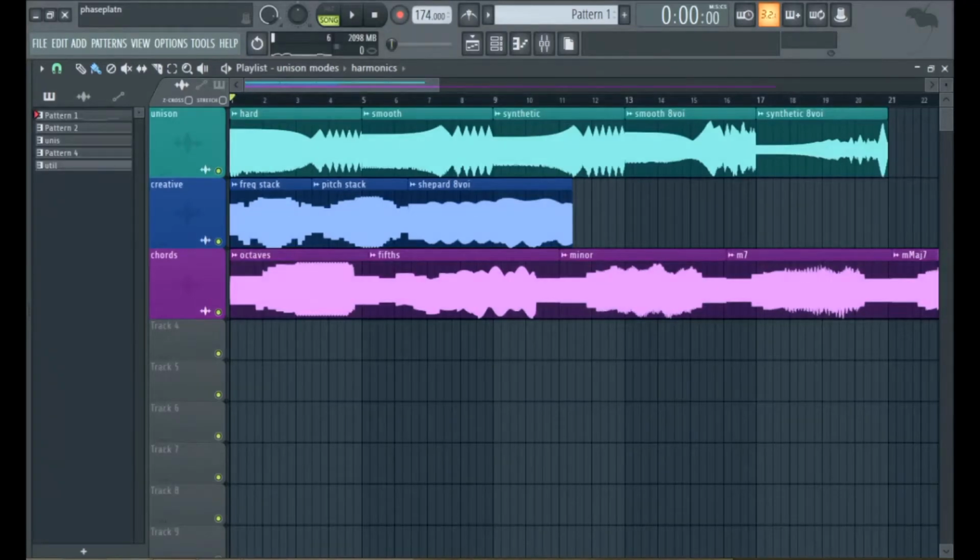So I'm just going to briefly touch on what the Unison modes do in this video. I've rendered out every mode, just to hear back to back what all the modes do.